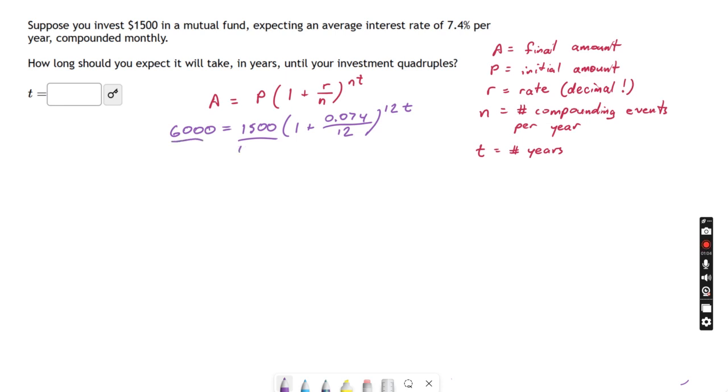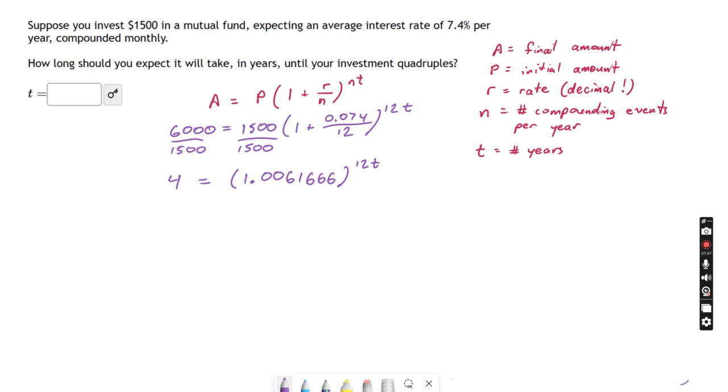And now what's pretty nice is that we just divide by 1,500 as our first step, and look what we get. 4 equals some stuff. Now, that 4 is the quadrupling factor, so that's a useful thing to keep in mind. I didn't actually need to know $1,500 was my initial amount. You could cross that out and we would have solved this problem exactly the same, gotten the same answer. So keep that in mind. Keep going, and we're going to find that the inside of this parentheses is something like 1.0061666 with a bunch of 6's, and there's my equation.